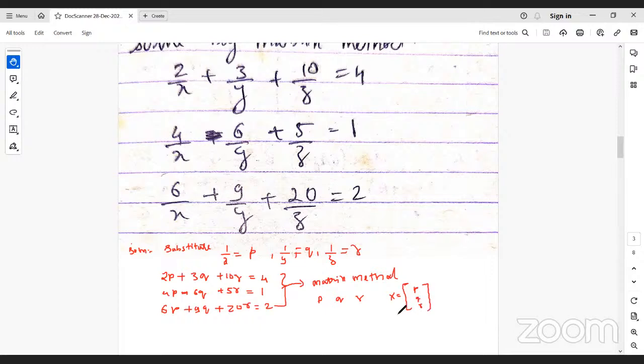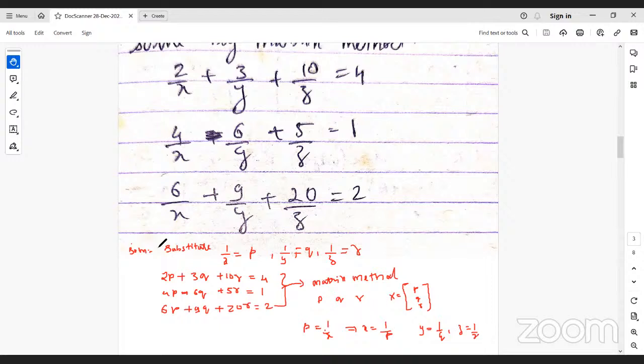So first we have to obtain p, q, and r, and then finally you have to replace this. So p is equal to what? p is equal to 1 by x, so x will be equal to 1 by p. That is, you need to take the reciprocal to calculate x. Similarly, y will be equal to 1 by q, and z will be equal to 1 by r. This is the final step you have to do.